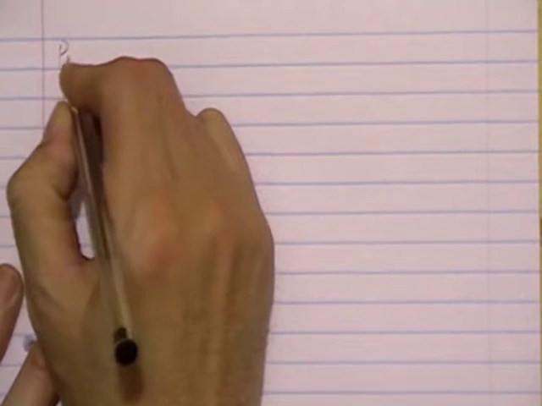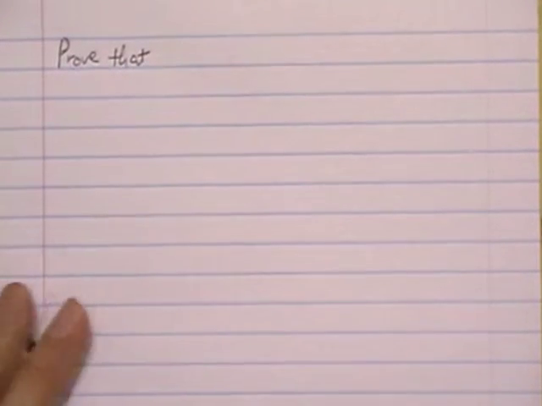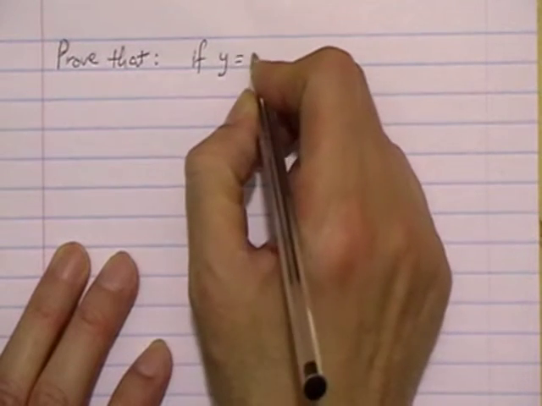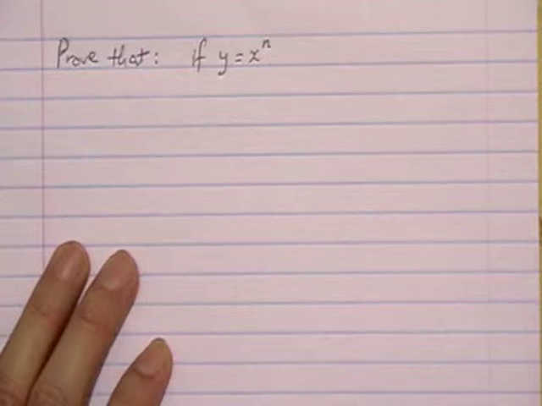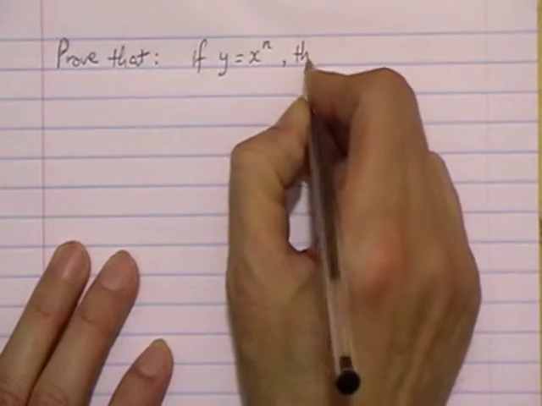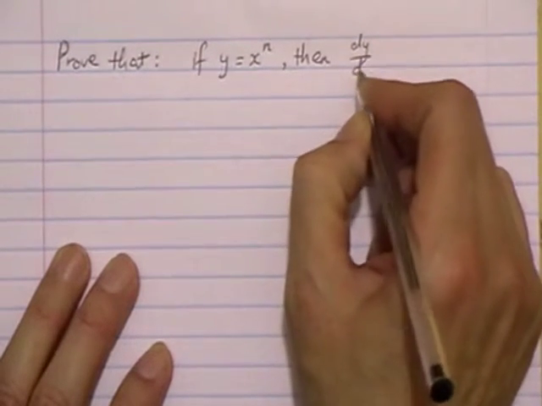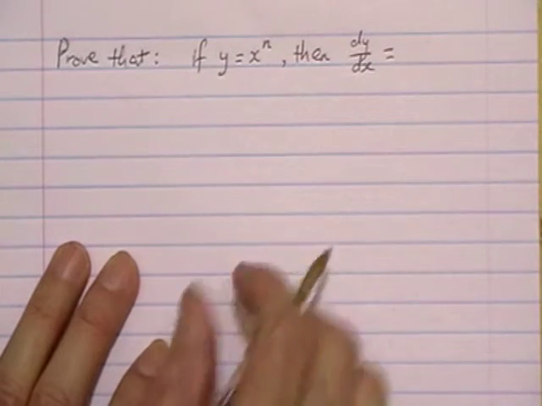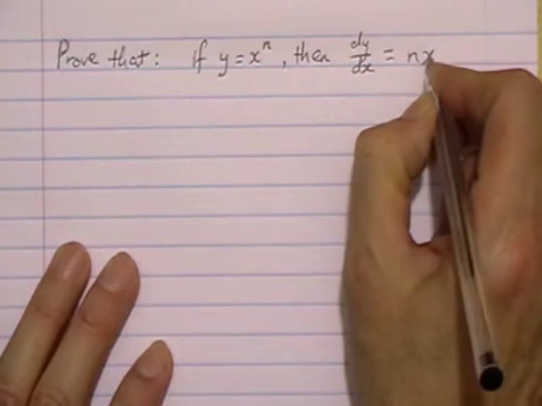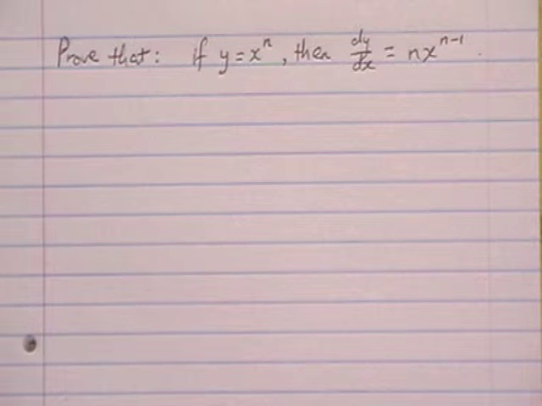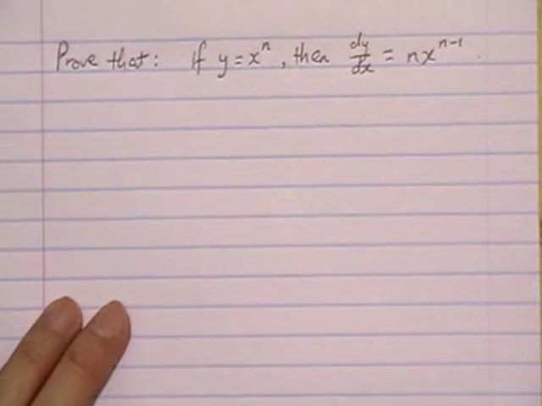In this session, I want to prove that if y equals x to the power of n, then dy/dx is equal to n times x to the power of n minus 1. The formula for differentiating a power of x.